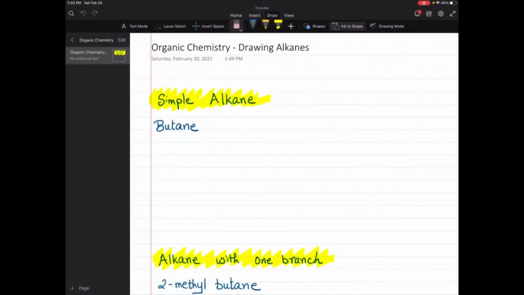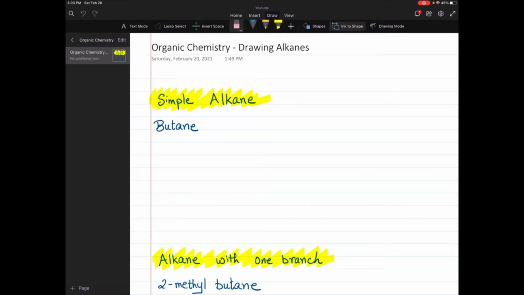Hi folks, today I have a lesson for you about drawing alkanes. To show you how the alkanes are drawn, I have some examples set up here and I'm going to go through those examples with you, explaining how we will go about drawing these common alkanes. The first one I have is a simple alkane with no branches, no extensions, just a simple carbon compound.